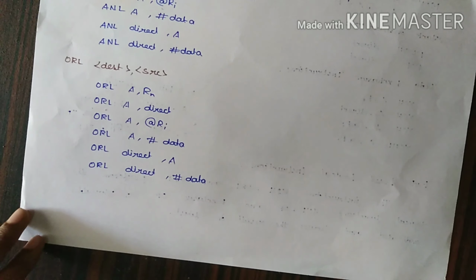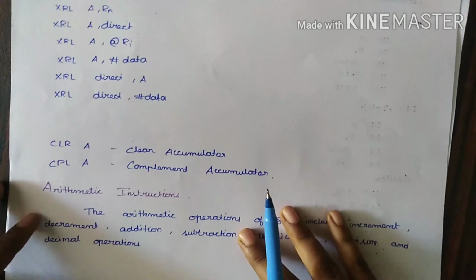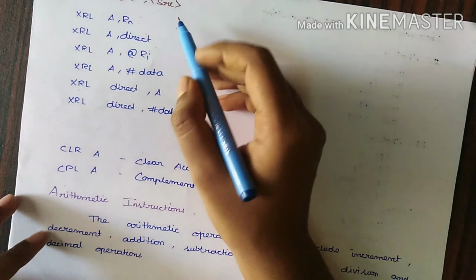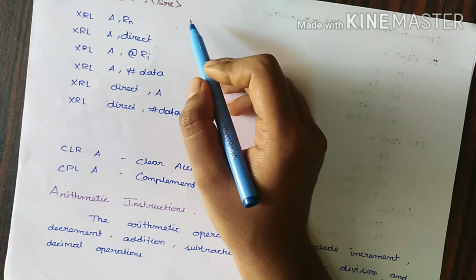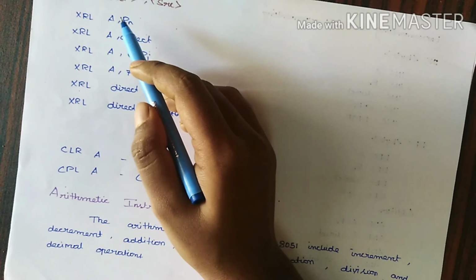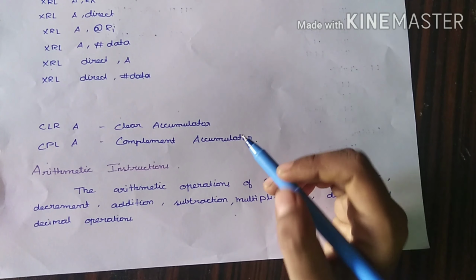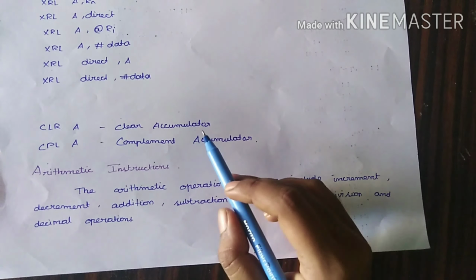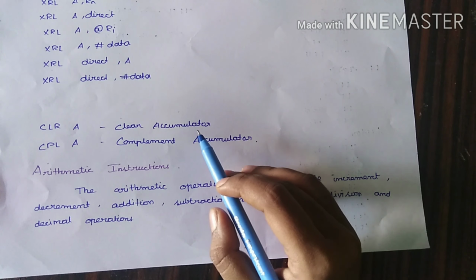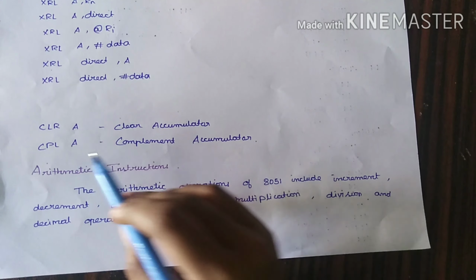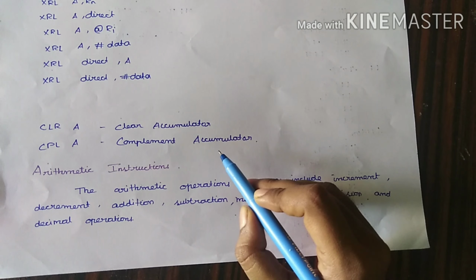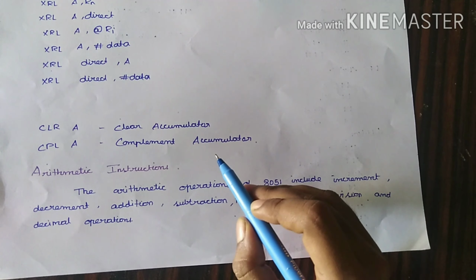So the next one is XORL. Similarly, here exclusive OR operation will be performed between the operands and the result will be stored in the destination variables. And the instruction clear accumulator will make all the bits of the accumulator 0, and complement accumulator will perform one's complement operation on each and every bit of the accumulator.